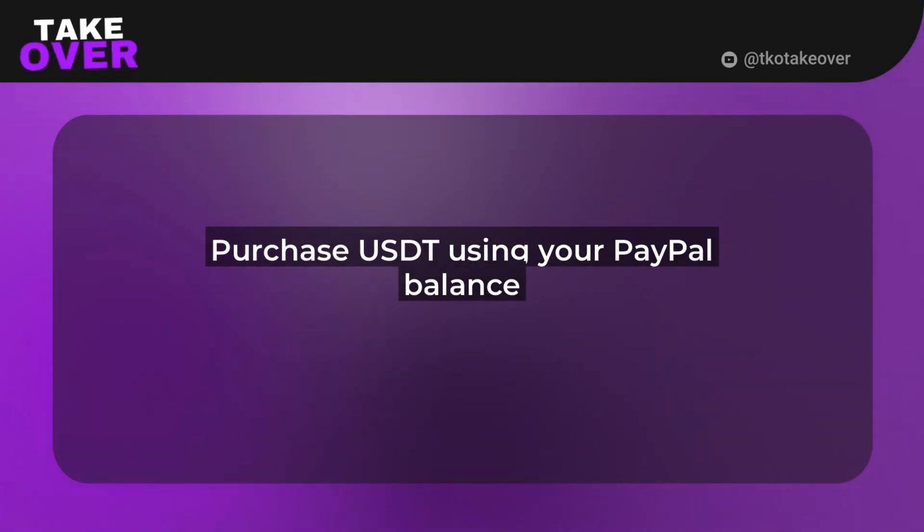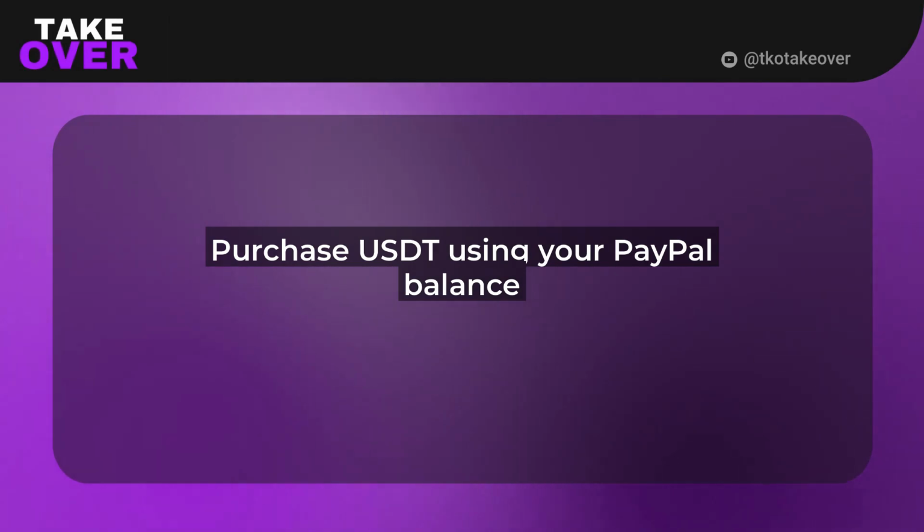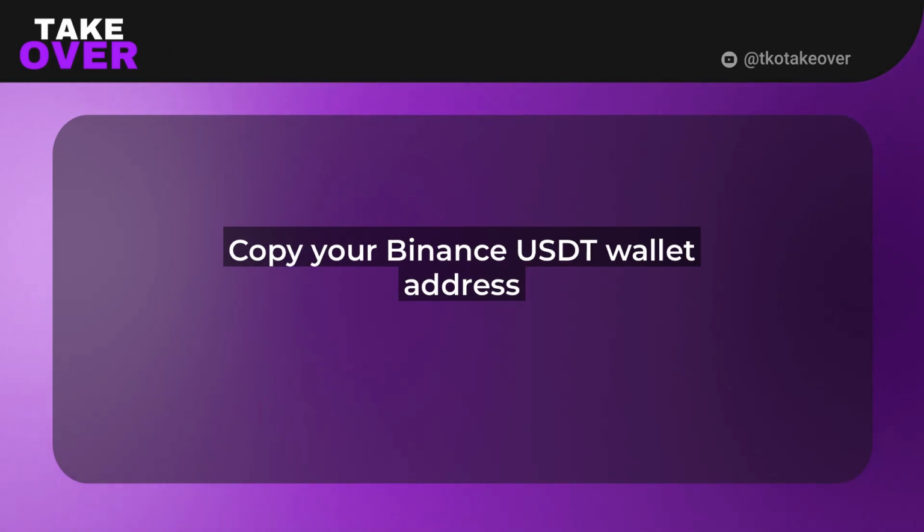Step 2. On the exchange, use your PayPal balance to purchase USDT. Select USDT as your asset, enter the amount, and confirm the transaction. Keep an eye on any fees. Aim for exchanges with low costs to maximize your gains.